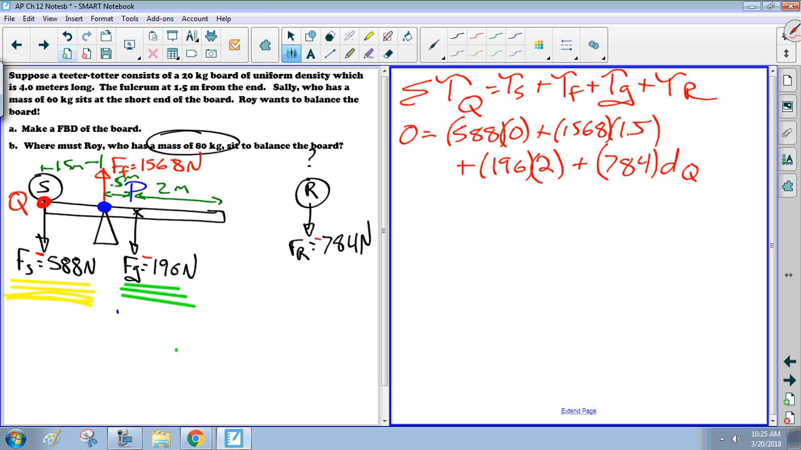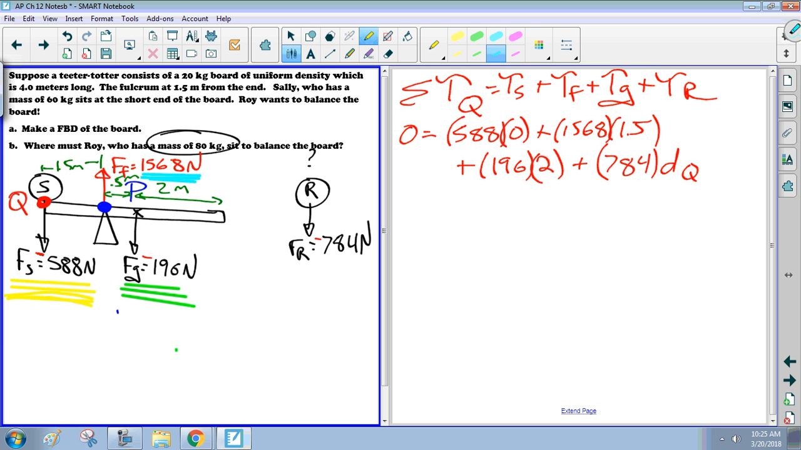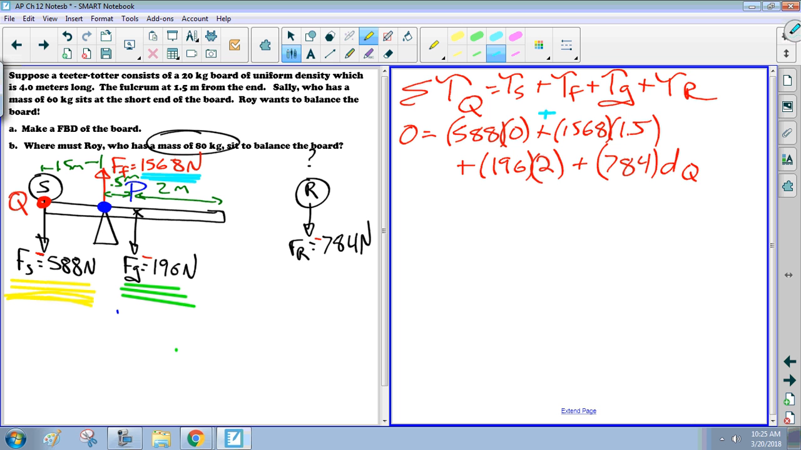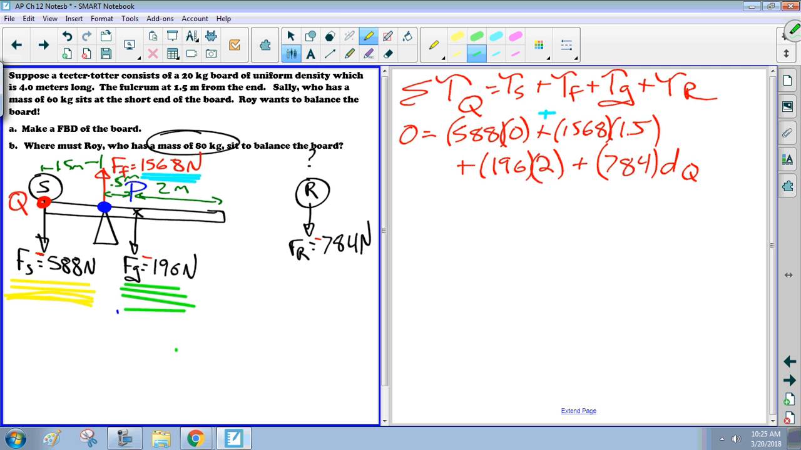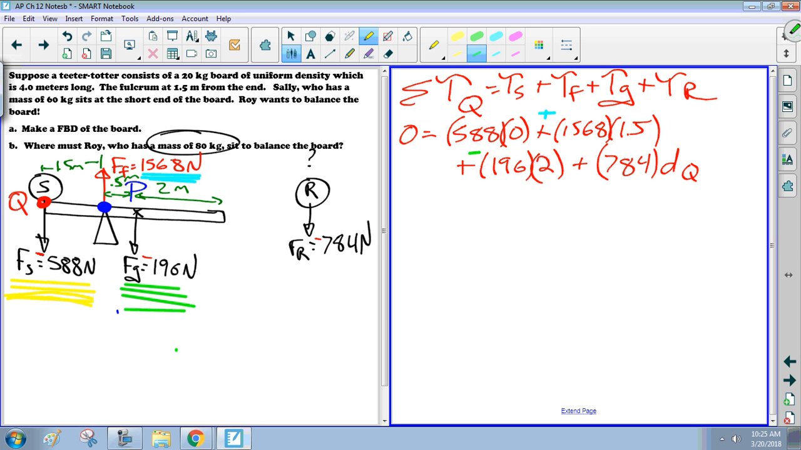Follow? All right, so let's not make the same mistake I made last time. Let's put in our negatives, right? So the 588 is zero. Torque from the fulcrum. Notice where the pivot point is. My pivot point is here. The force at the fulcrum is upward, so that's counterclockwise, so that's a positive torque. How about the torque from gravity, you guys? That one's negative, and this is my unknown.